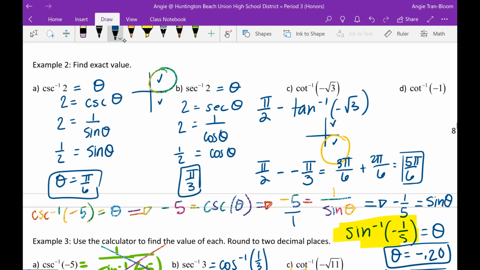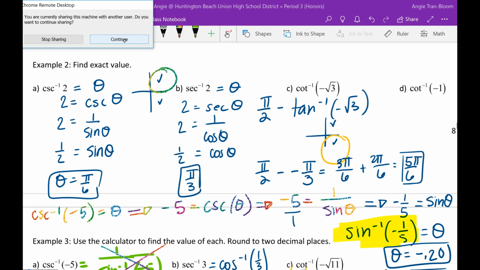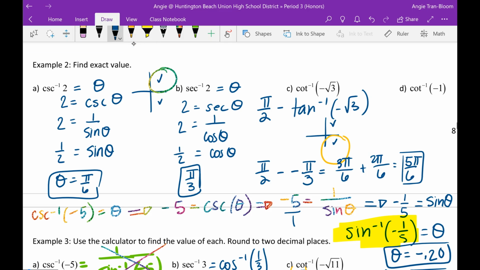But let's verify that really quickly. The original question was cotangent, right, class? Cotangent was restricted in 2 places. Quads 1 and 2. It's negative, so the answer has to come from what? Which quad? 2. Is 5 pi over 6 in quad 2? Yes. We're good.